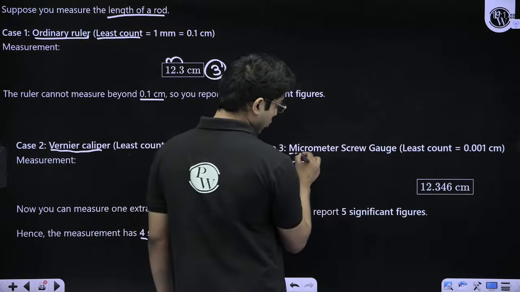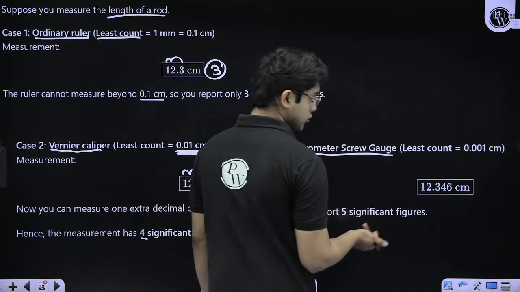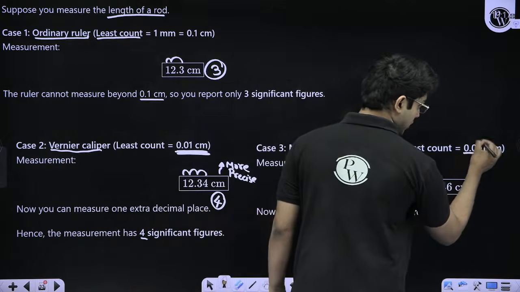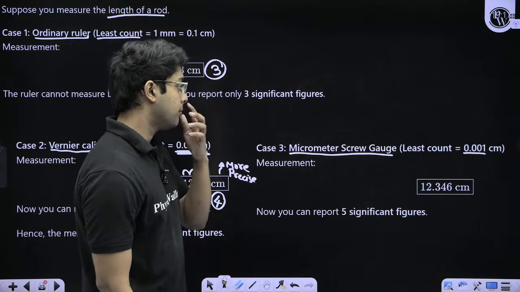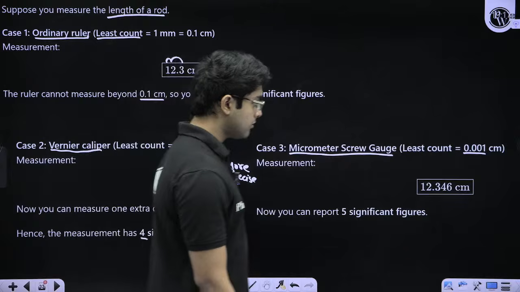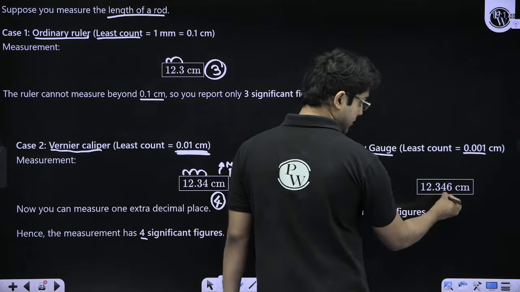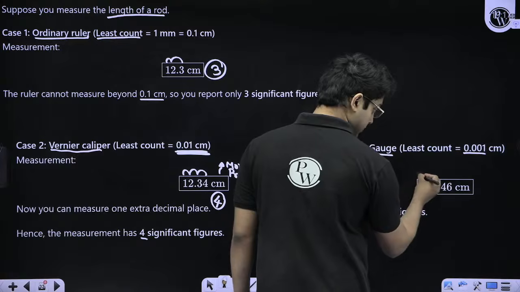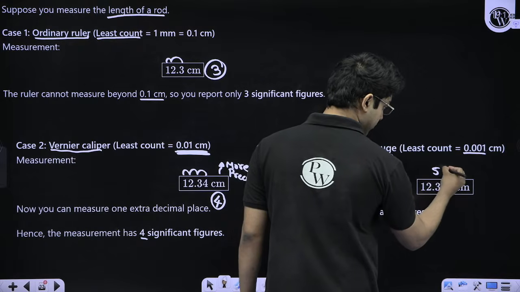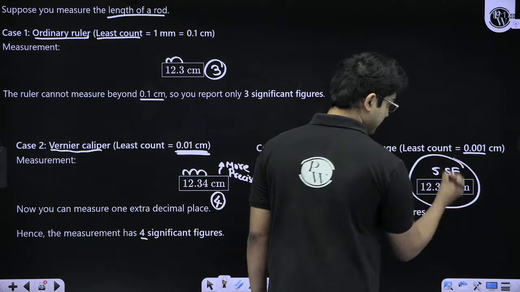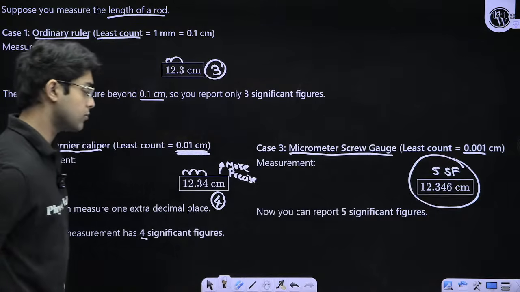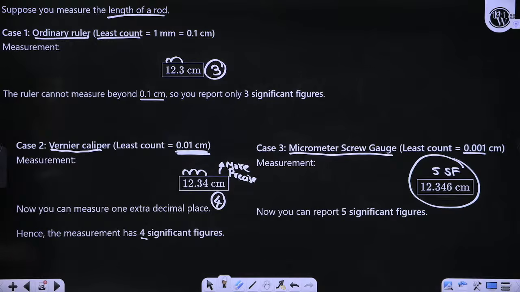Then we have the screw gauge, which takes it up another notch. This can measure up to 0.001 centimeters. Okay. So here we will have 3 decimal places. This can measure up to 3 decimal places. So here we have 5 significant figures. So this will be the most precise measurement.